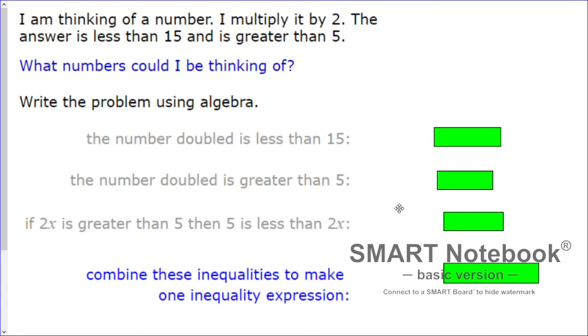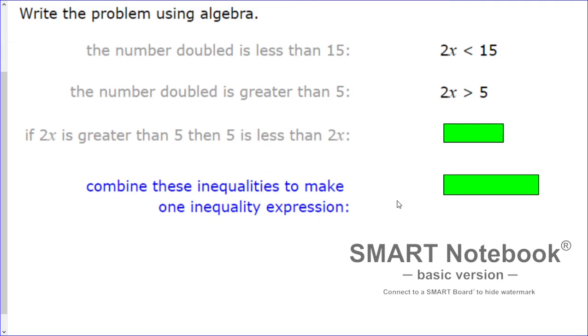Next. Here's an interesting one. I'm thinking of a number, multiply it by 2. The answer is less than 15 and is greater than 5. So, the number is doubled. It's less than 15. Right here, less than 15. But it's also greater than 5. Not only is the number doubled less than 15, it's also greater than 5.